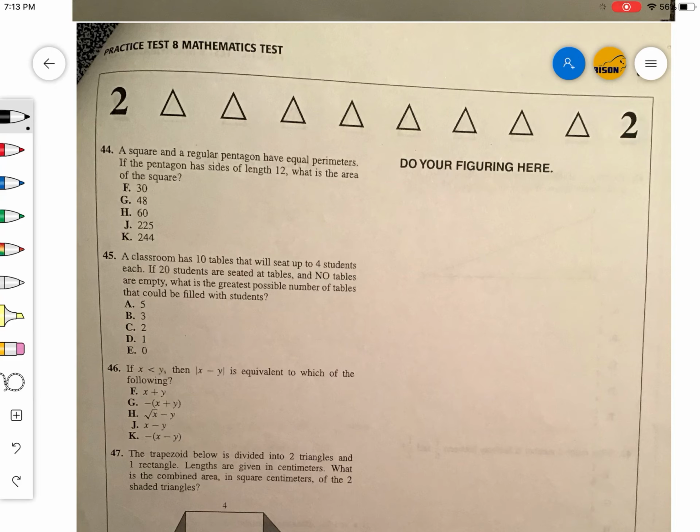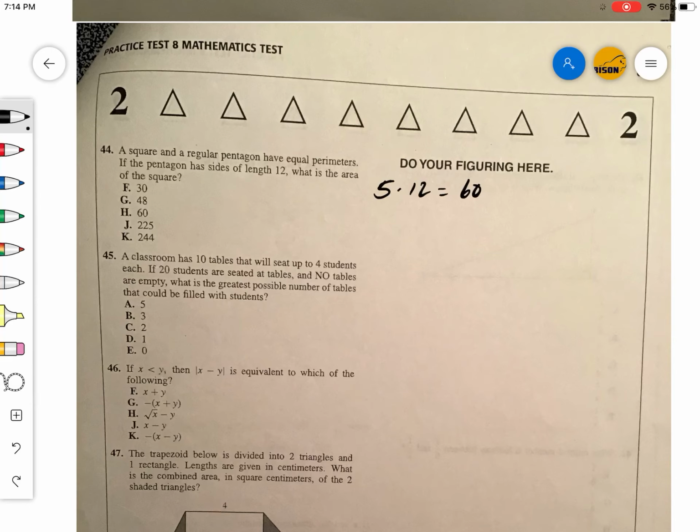Number 44. A square and a regular pentagon have equal perimeters. If the pentagon has sides of length 12, what's the area of the square? Okay, so they know they have the same perimeters. Okay, so the pentagon's going to have 5 sides, all of length 12. So 5 times 12 would be 60.